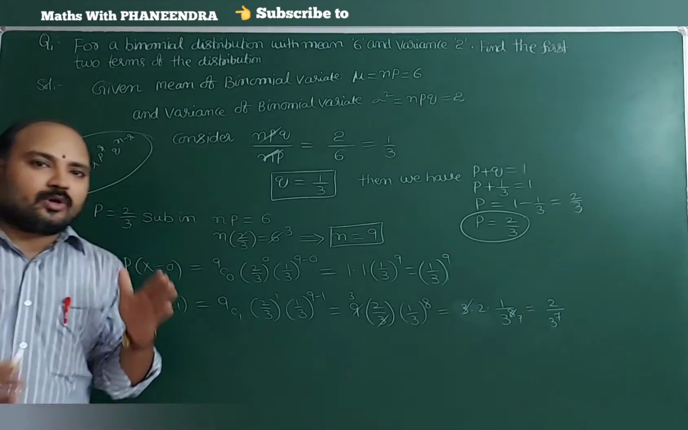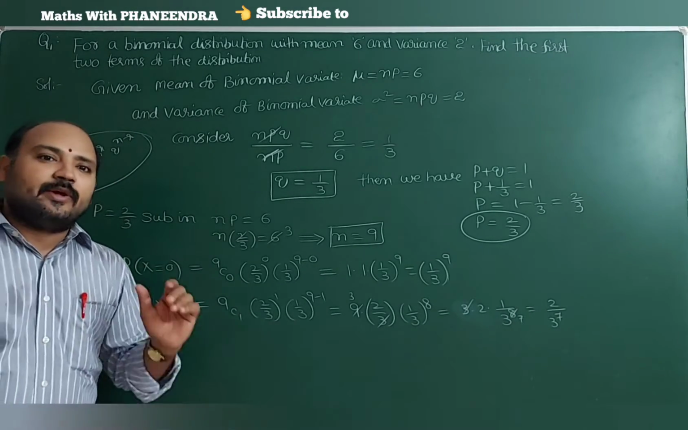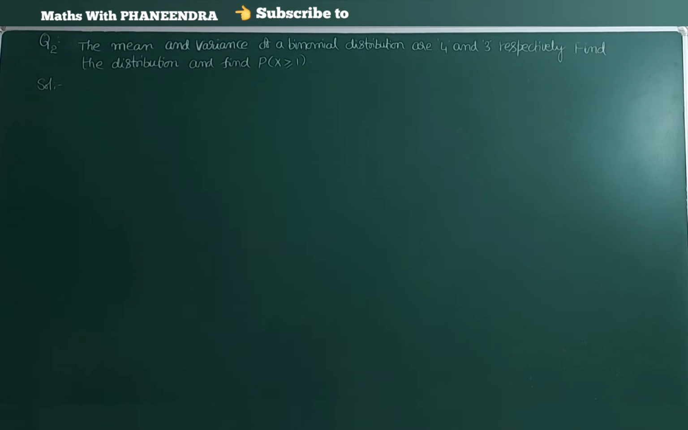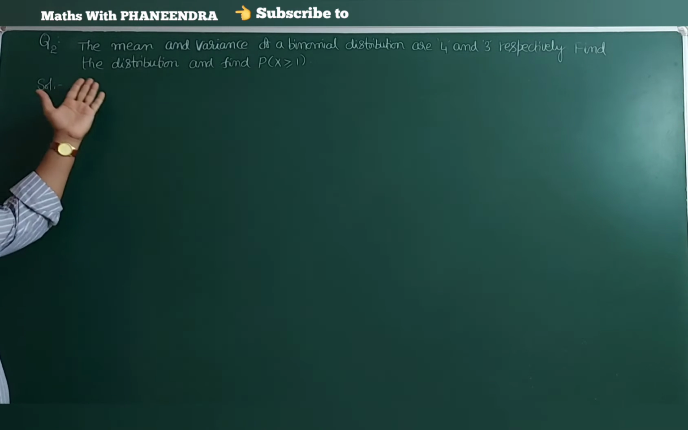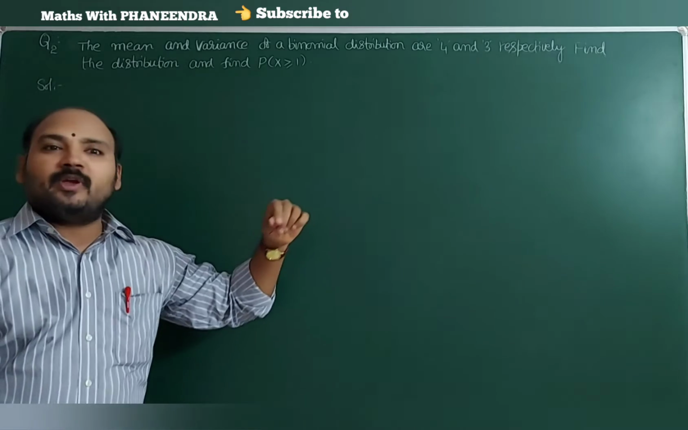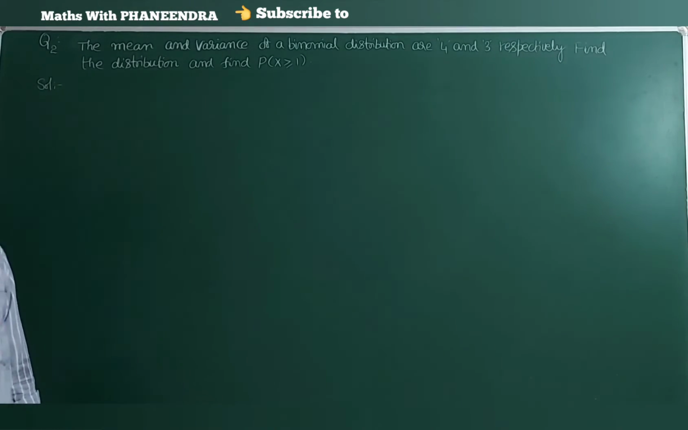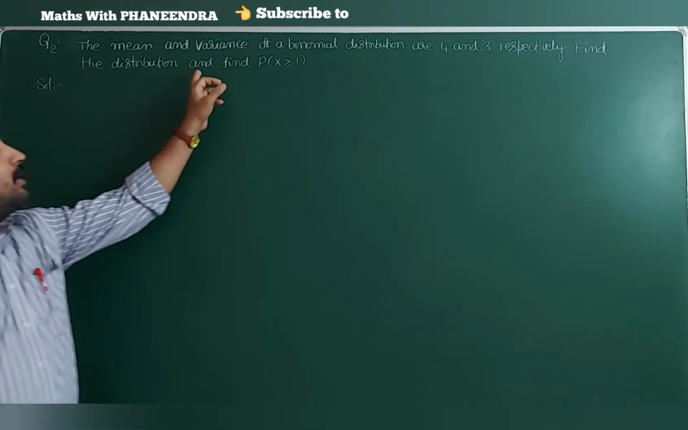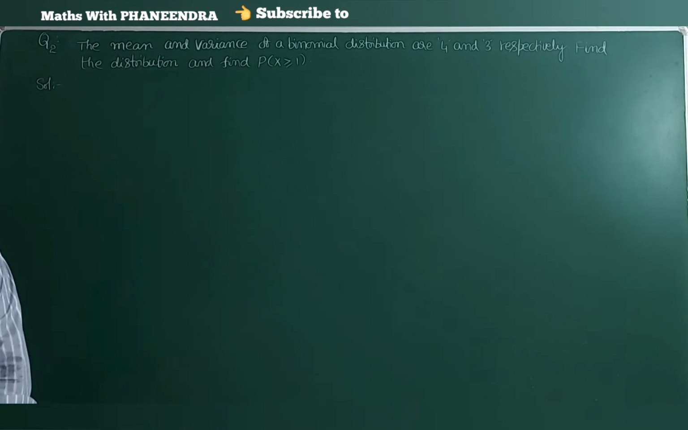In this video, I am going to explain completely the problems based on binomial distribution. The next question. The mean and variance of a binomial distribution are 4 and 3 respectively. Find the distribution and find P of X is greater than or equal to 1.